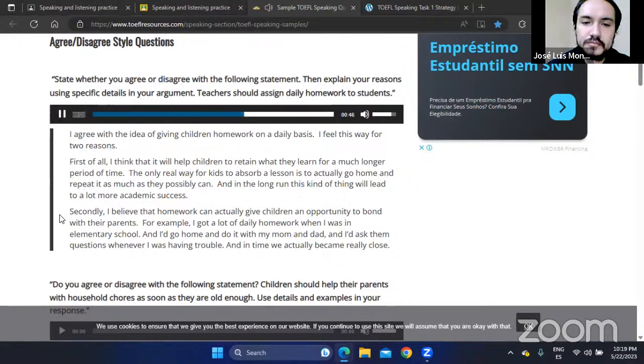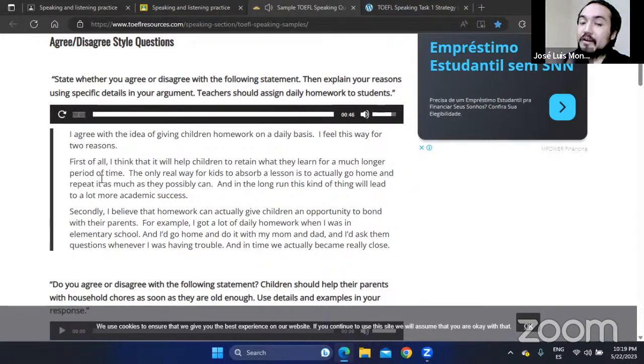Secondly, I believe that homework can actually give children an opportunity to bond with their parents. For example, I got a lot of daily homework when I was in elementary school, and I'd go home and do it with my mom and dad, and I'd ask them questions whenever I was having trouble. And in time, we actually became really close.